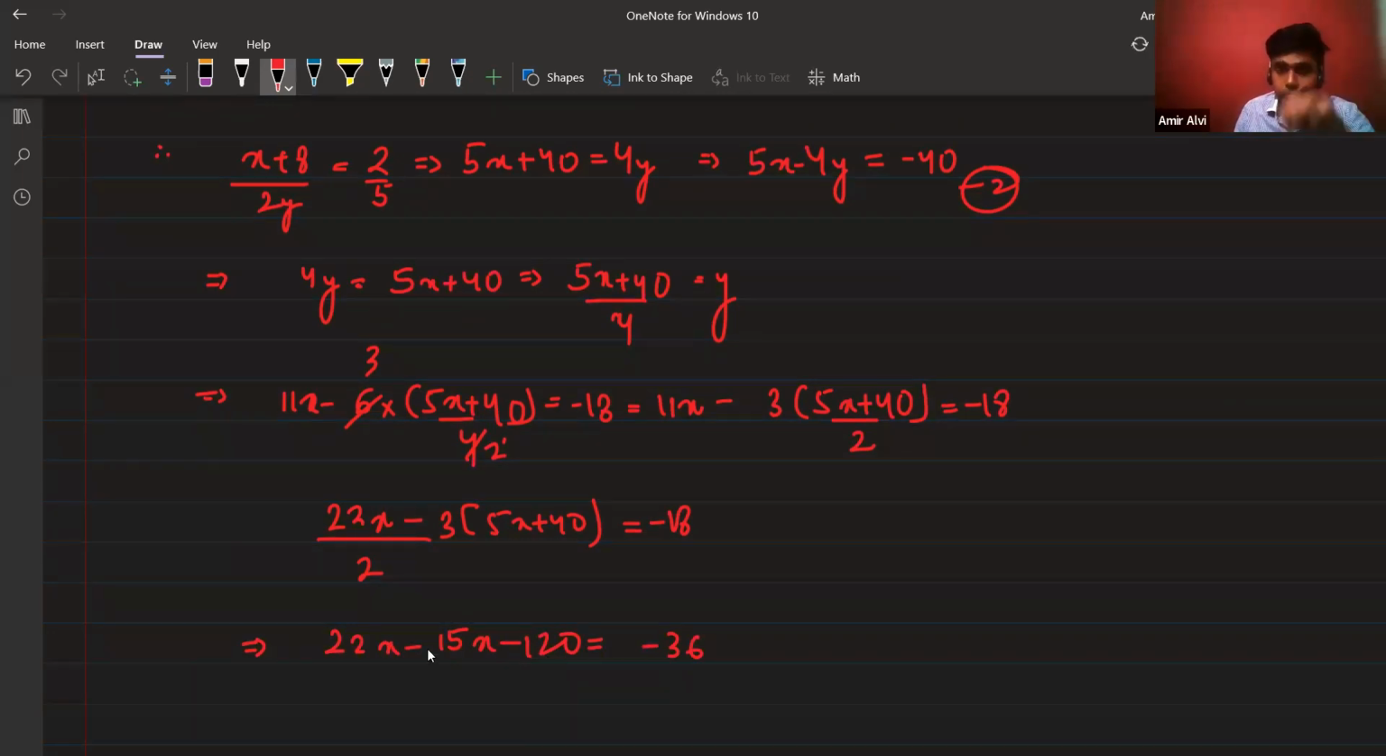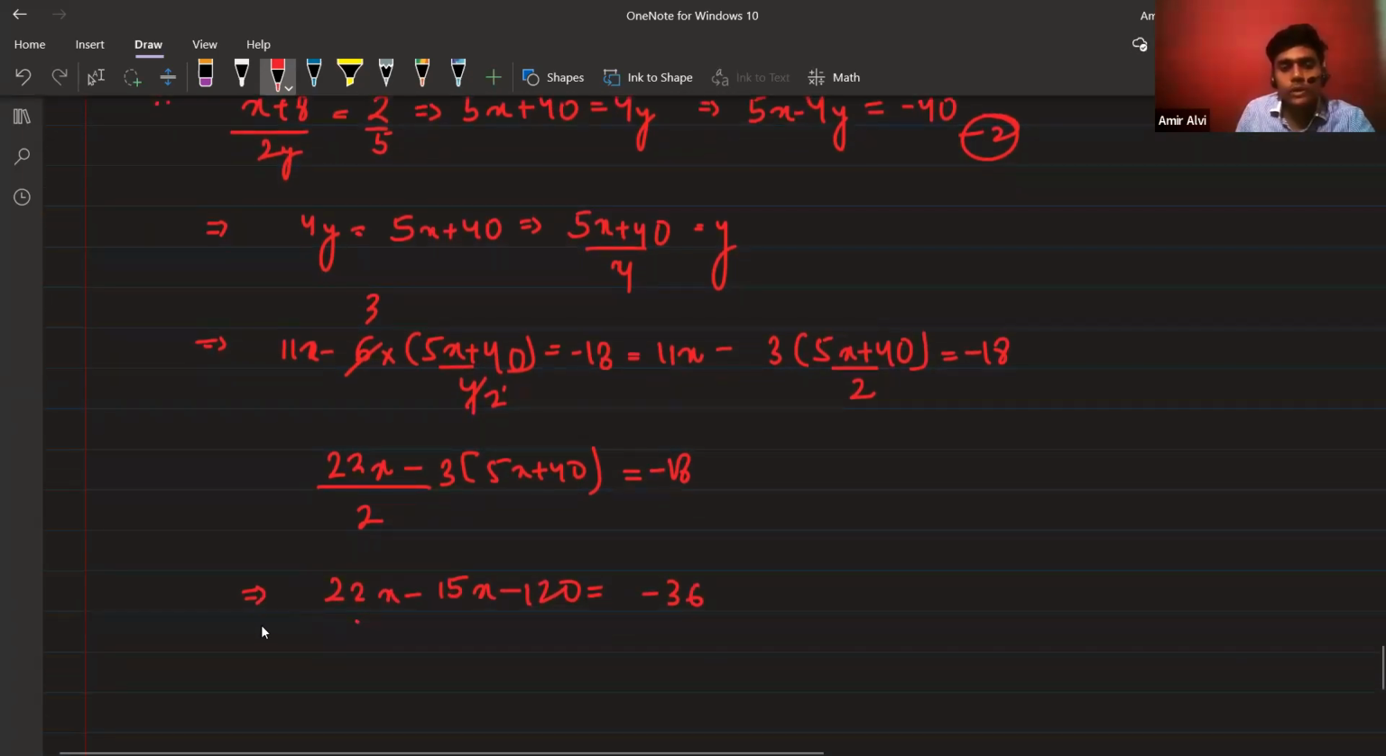Yes or no? Yes, sir. So 22x minus 15x, 7x will be left and 120 will be positive, minus 36. So this would be 84. So x would be 84 by 7. So it would be 12. Is that clear? Yes, sir.